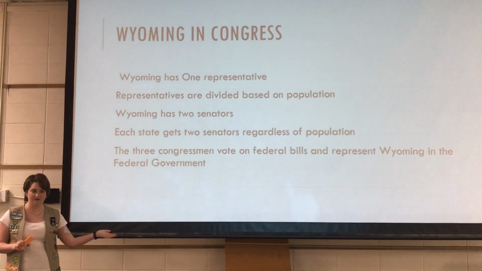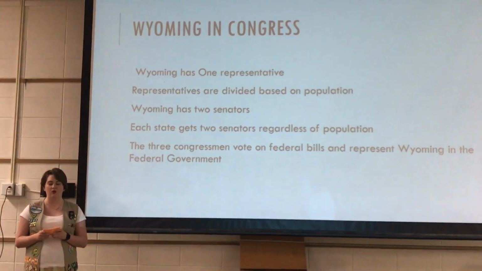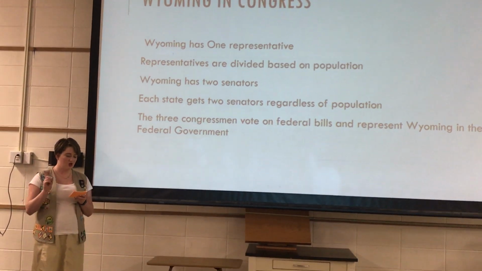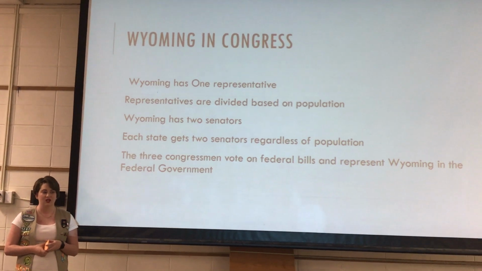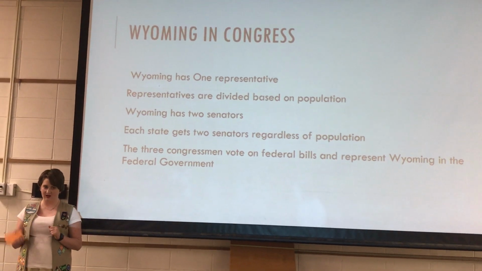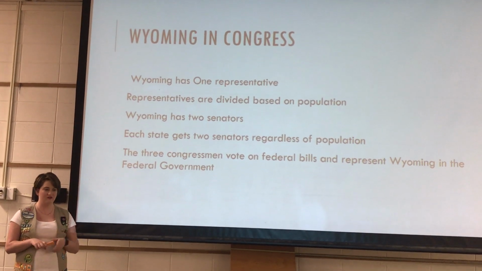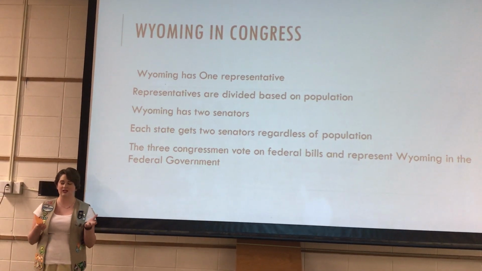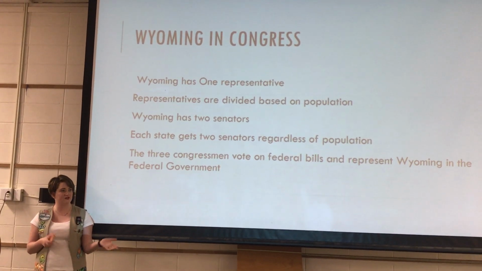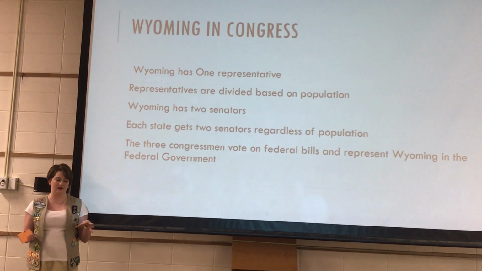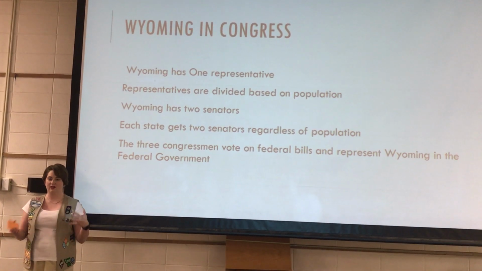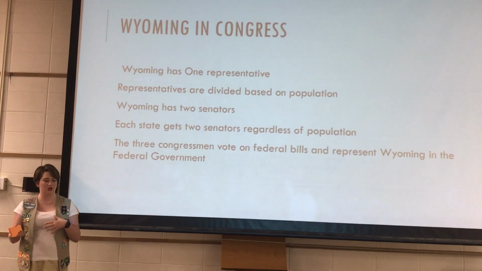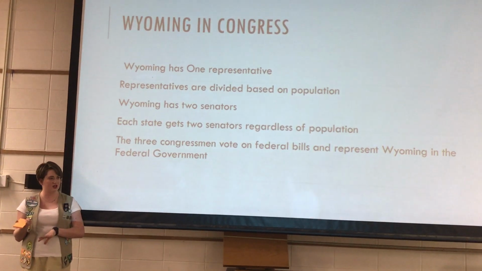Wyoming also has a role in the federal government. In Congress, Wyoming has a total of 3 seats, 1 in the House of Representatives, 2 in the Senate. In the House of Representatives, there are 435 voting members. Wyoming has 1 of those, and they determine how many representatives each state gets based on population of the census every 10 years. So in 2020, there'll be another census where they'll redistribute how many representatives each state gets.